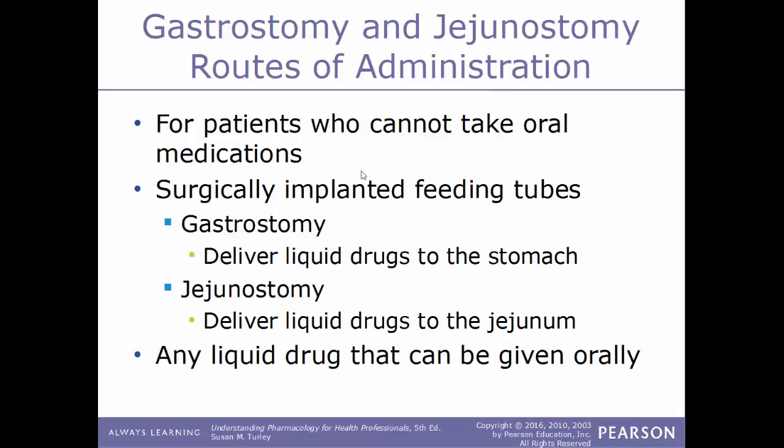Now for patients who can't take oral medications, there is another potential route of administration. Those include gastrostomy and also jejunostomy. A gastrostomy would deliver liquid drugs directly into the stomach. Jejunostomy will deliver a liquid drug right into the jejunum, which is the second part of the small intestine. And these can deliver any liquid drug that can be given orally.